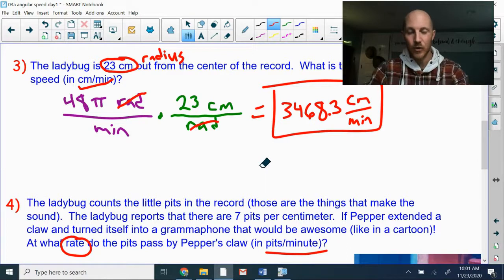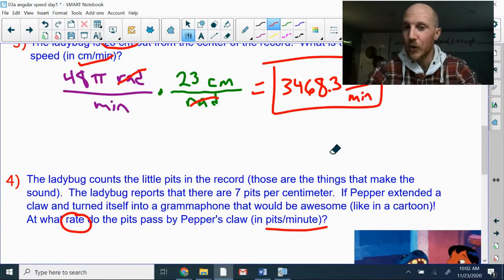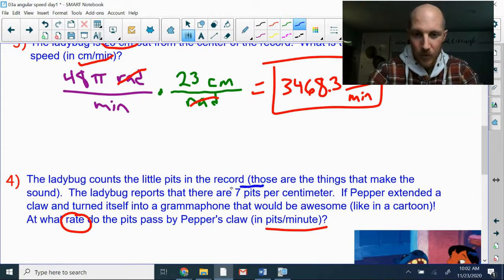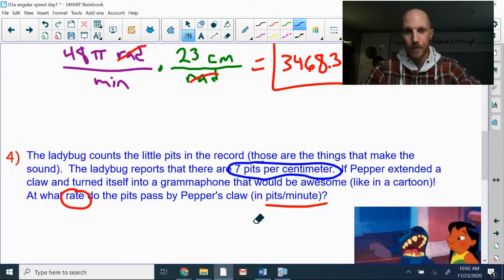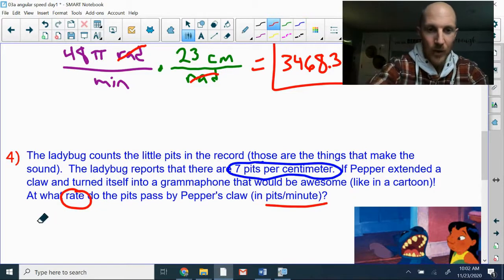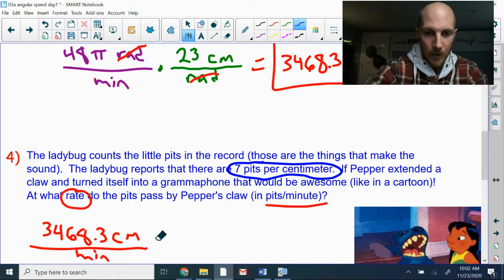So I do not need a conversion factor out of my notes. I can take this previous linear speed of 3468.3 centimeters per minute and convert that from one type of linear speed to another type of linear speed by using the conversion factor that is described in the problem right here. It's 7 pits per centimeter. This is just straight unit conversion. 3468.3 centimeters per minute, and then I'm going to use my conversion factor, 7 pits per centimeter.